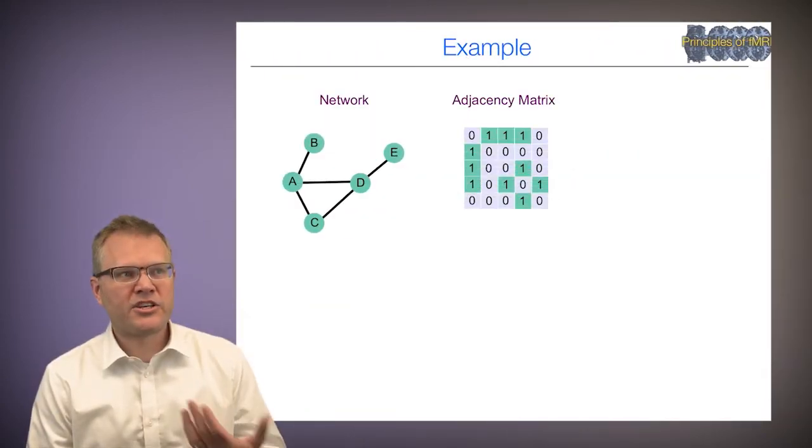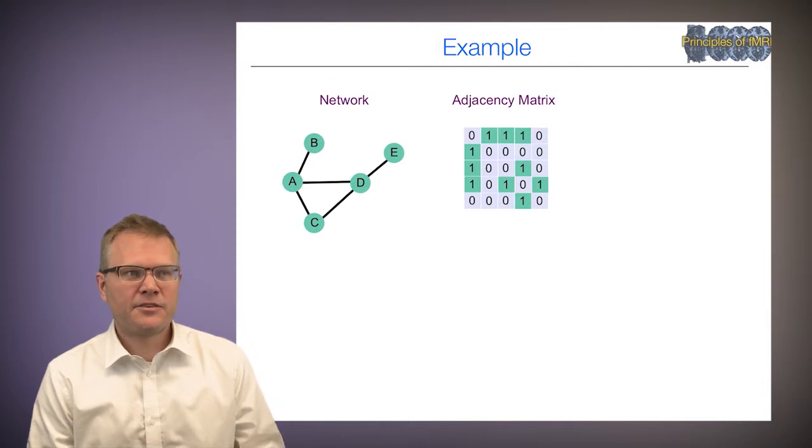Here let's look at our example network again and look at some of these network metrics. So here's the network, and here's the adjacency matrix, and we see it's either 1 or 0. 1 is if there's a link between the two nodes, and 0 if there's no link.